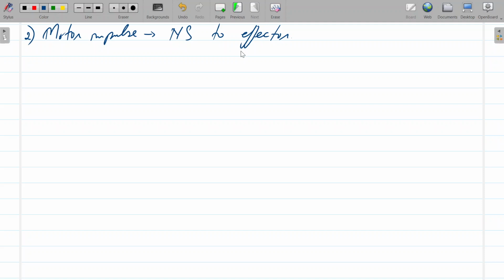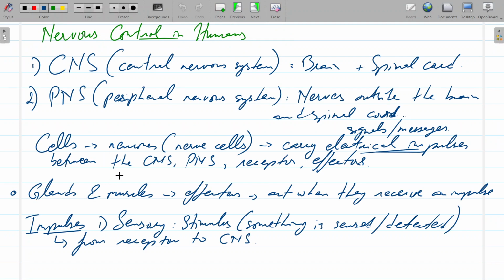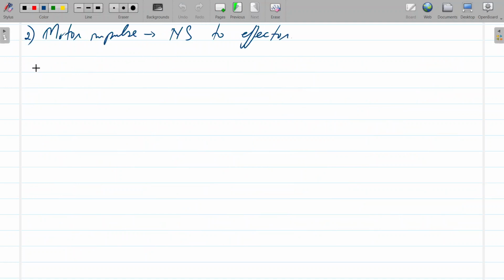Okay, so you've got two types of impulses called the sensory impulse and the motor impulse. I mentioned the central nervous system and the peripheral nervous system. Now, carrying these impulses, as we mentioned, are the cells, the neurons. They're the ones carrying the impulses. So let's talk about the neurons.